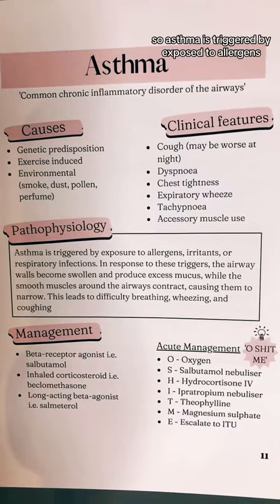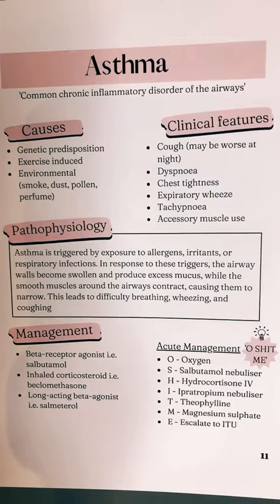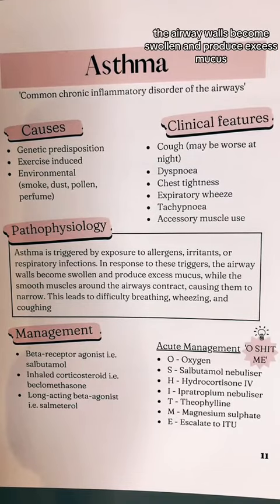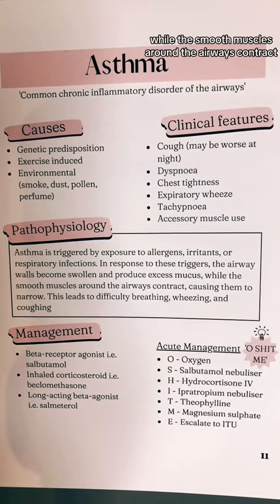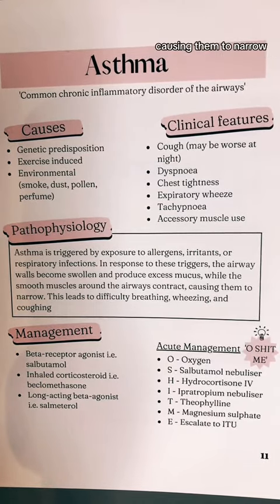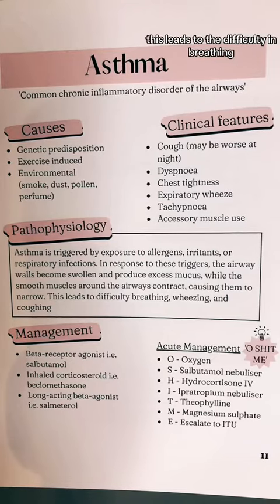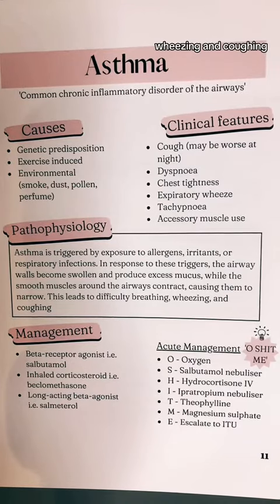So asthma is triggered by exposure to allergens, irritants, or respiratory infections. Now, in response to these triggers, the airway walls become swollen and produce excess mucus, while the smooth muscles around the airways contract, causing them to narrow. This leads to difficulty in breathing, wheezing, and coughing.